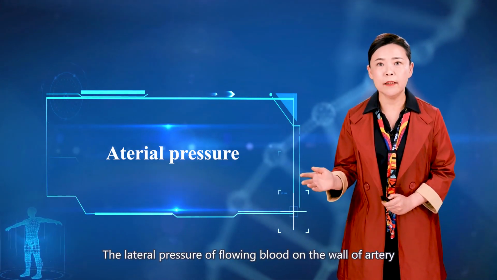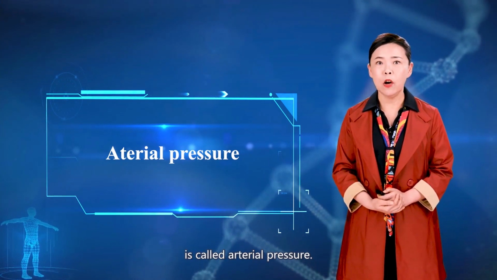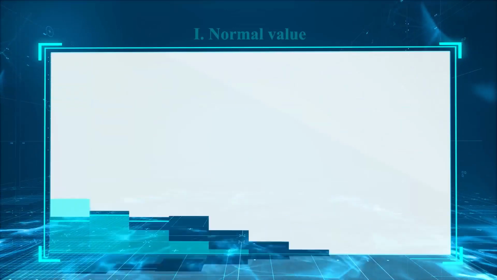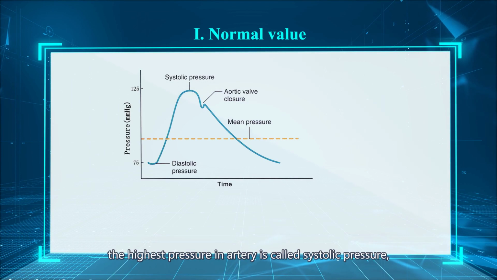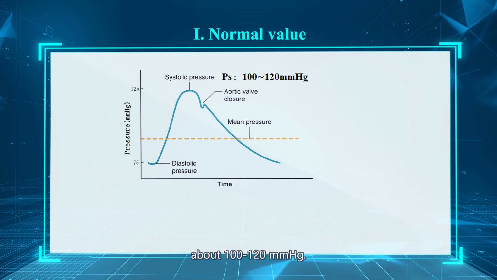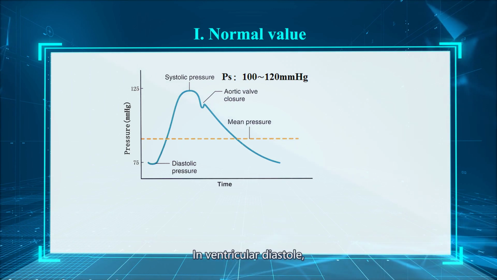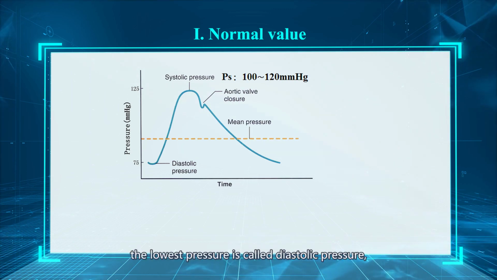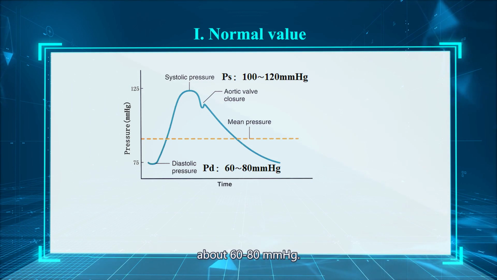The lateral pressure of flowing blood on the wall of artery is called arterial pressure. In ventricular systole, the highest pressure in artery is called systolic pressure, about 100 to 120 mm mercury. In ventricular diastole, the lowest pressure is called diastolic pressure, about 60 to 80 mm mercury.